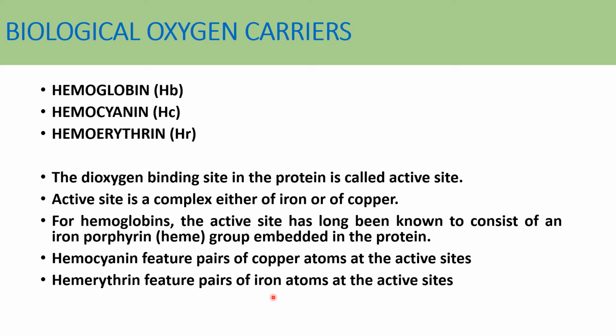So, in these biological oxygen carriers, there is a suitable binding site for oxygen in the protein molecule, which is known as the active site. For hemoglobin, it is iron. For hemocyanin, it is two atoms of copper, and for hemerythrin, it is two iron atoms.